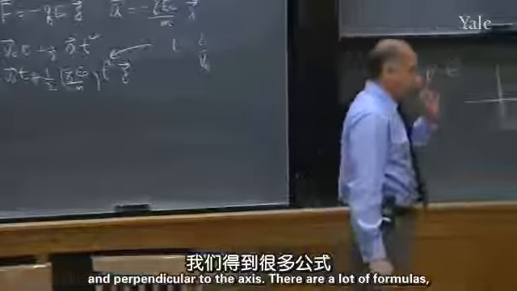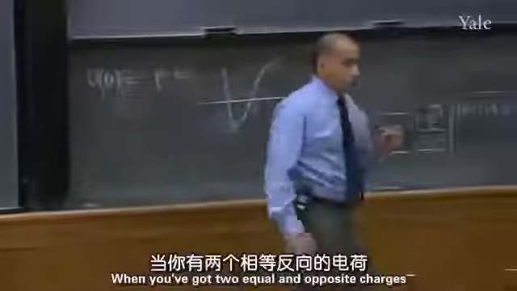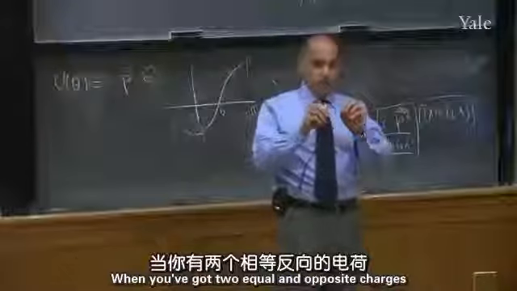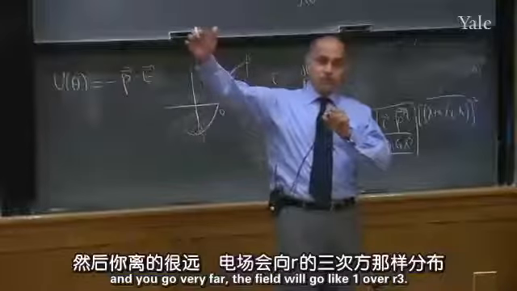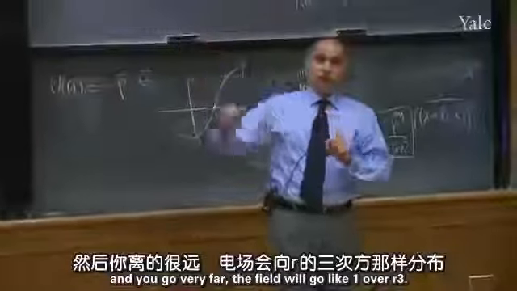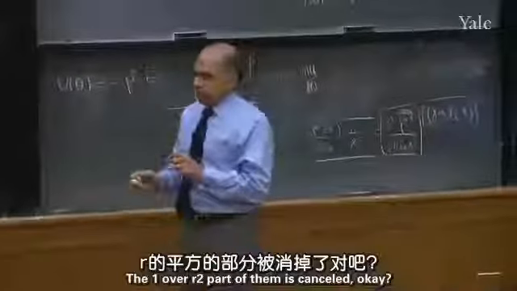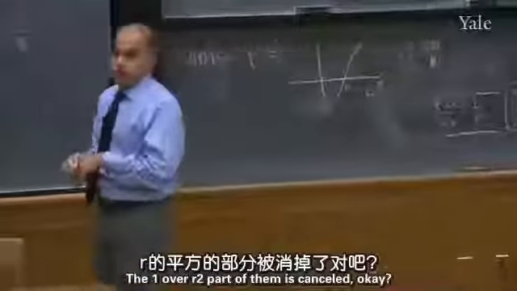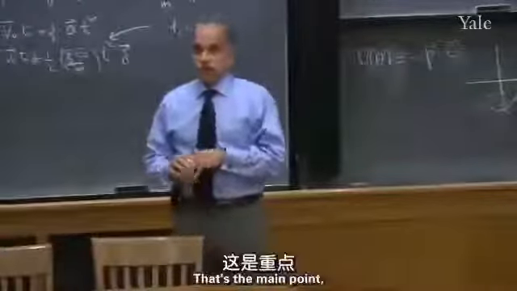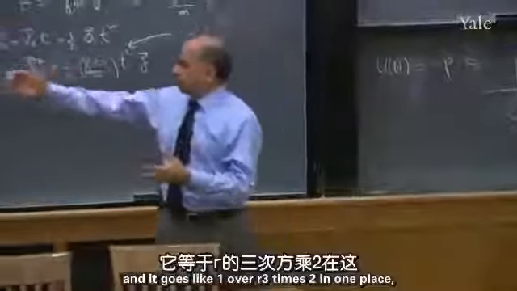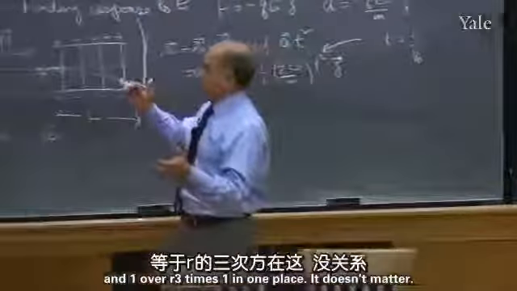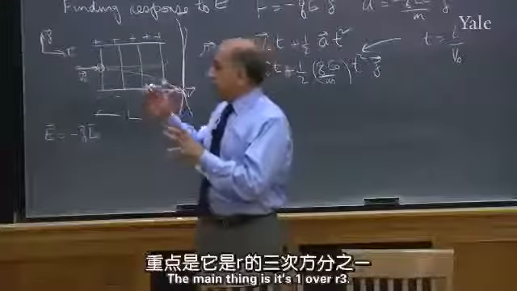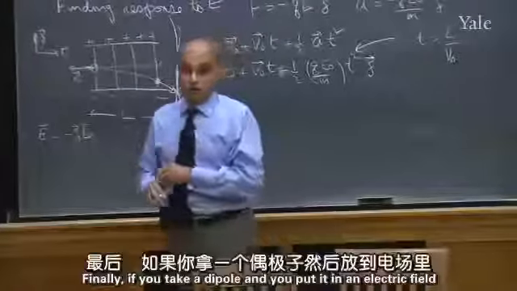There are a lot of formulas, but one thing you should carry in your head. When you have two equal and opposite charges, and you go very far, the field will go like 1 over r cubed. The 1 over r squared part of them is cancelled. Okay, that's the main point. It goes like 1 over r cubed times 2 in one place, 1 over r cubed times 1 in another place, it doesn't matter. The main thing is it's 1 over r cubed.